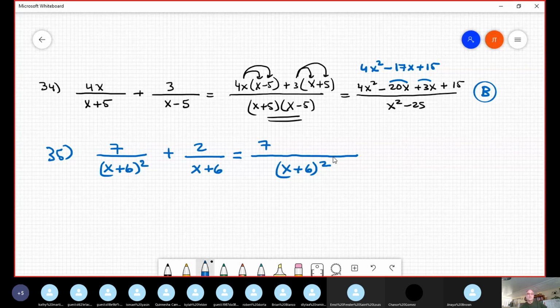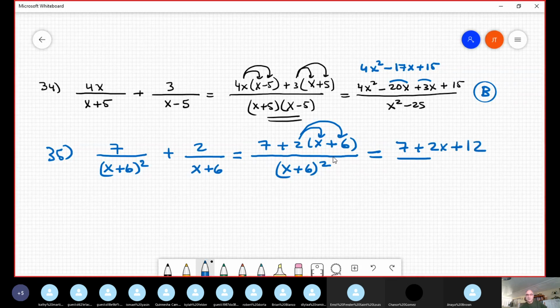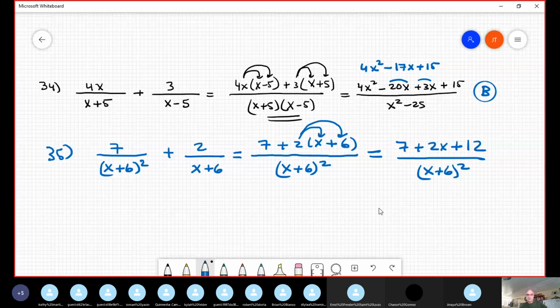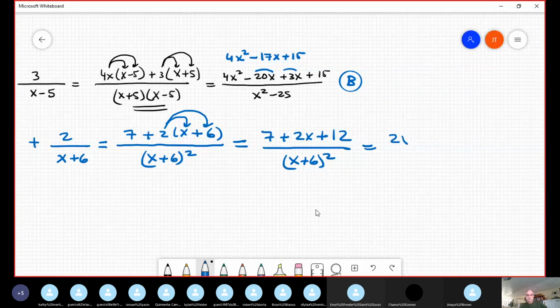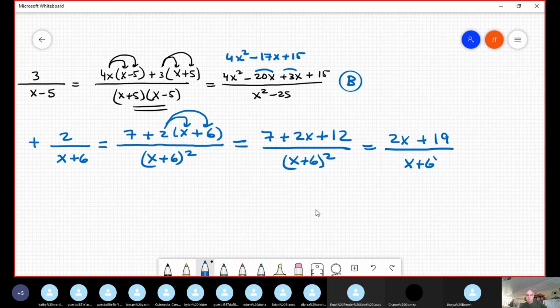7 alone, right? Plus 2 times (x plus 6), times 1. It's exactly the one to here. The rest is baby algebra. 7 plus 2x plus 12 over (x plus 6) squared. And 12 and 7 is 19, no? So it's 2x plus 19 over (x plus 6) squared.